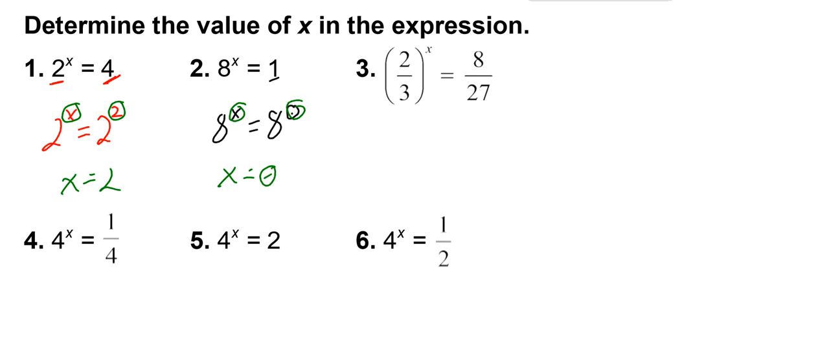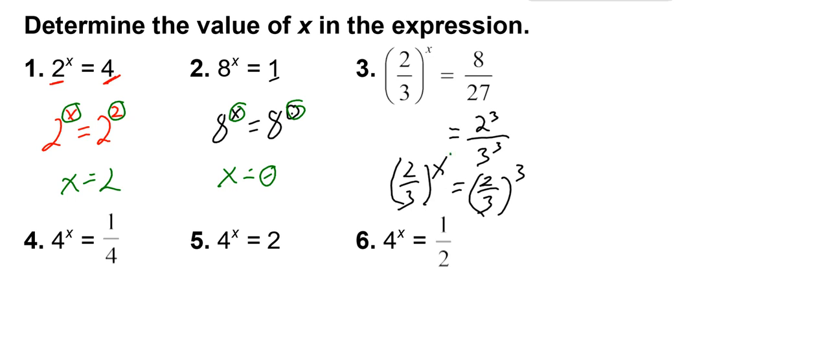Next one, 2/3, 8 and 27 work out really nicely because 8 is 2 cubed and 27 is 3 cubed, so 8 over 27 is just 2/3 cubed. If that's equal to 2/3 to the x, then by inspection I can see x is equal to 3.